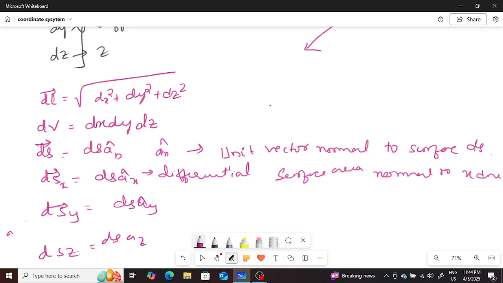So let's wind up the Cartesian coordinate system.